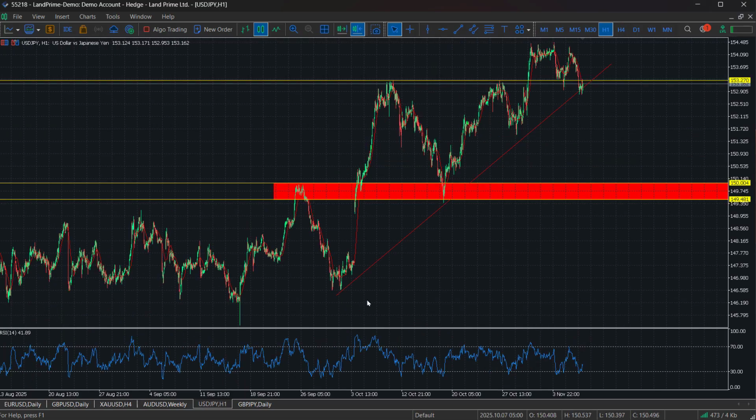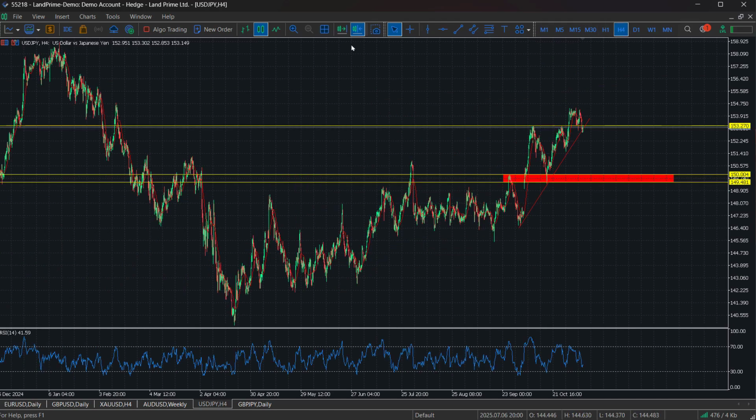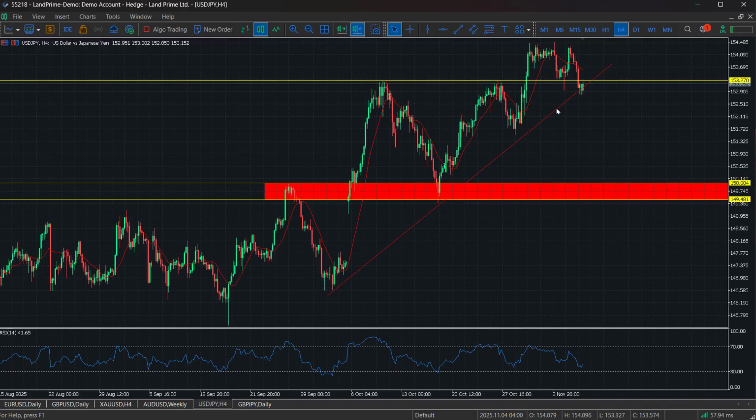USDJPY on the H4 time frame is facing an uptrend line. It is simply facing an uptrend line. The price is going through this level very sharply, as we can see. Could it be like a used level?